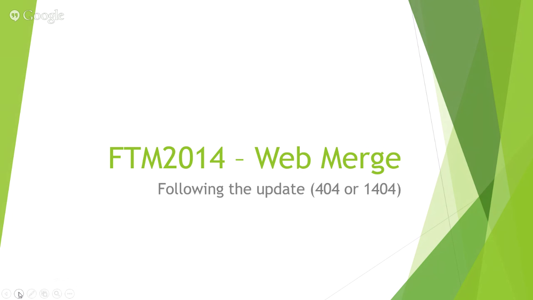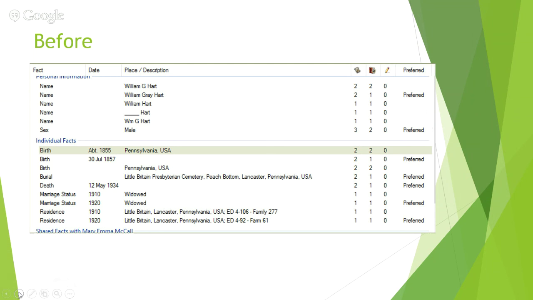And this is after the most recent update to Family Tree Maker 2014, bringing the version number up to either 404 if you have a 32-bit computer or 1404 if you have a 64-bit computer. Now, I'm not going to do this live. I'm going to do it in a presentation format only because it's easier and cleaner. Try it yourself if you don't believe me.